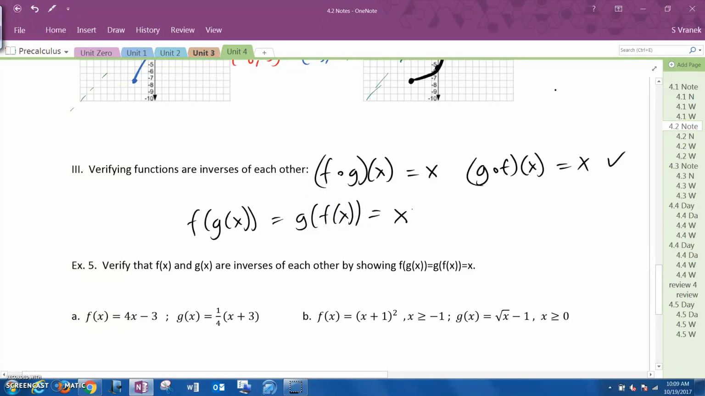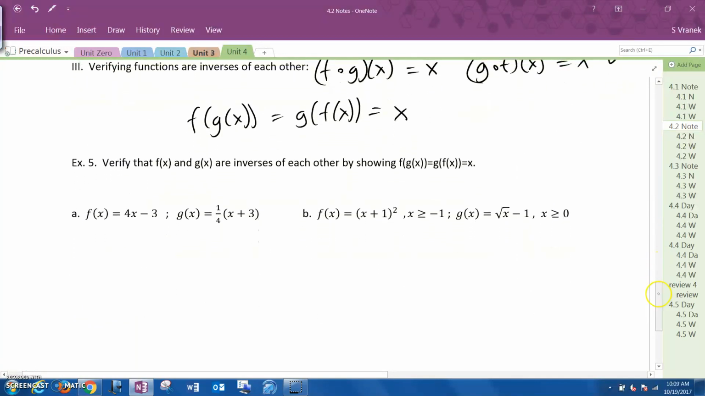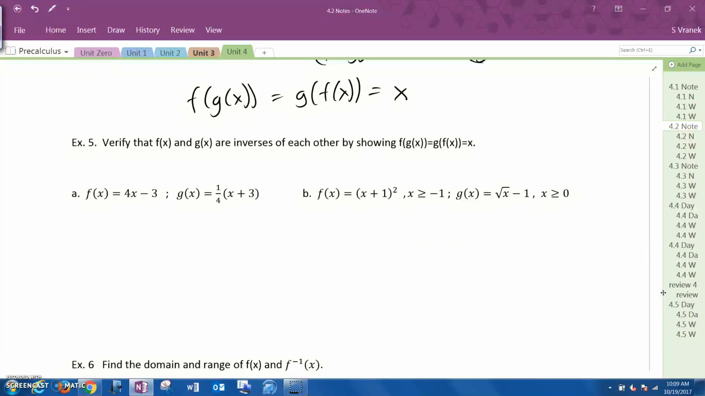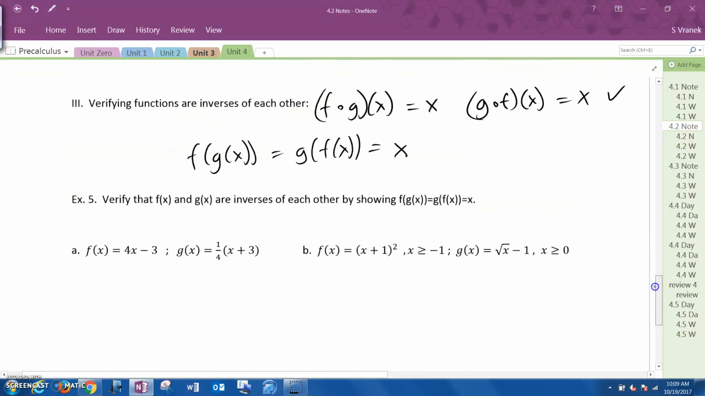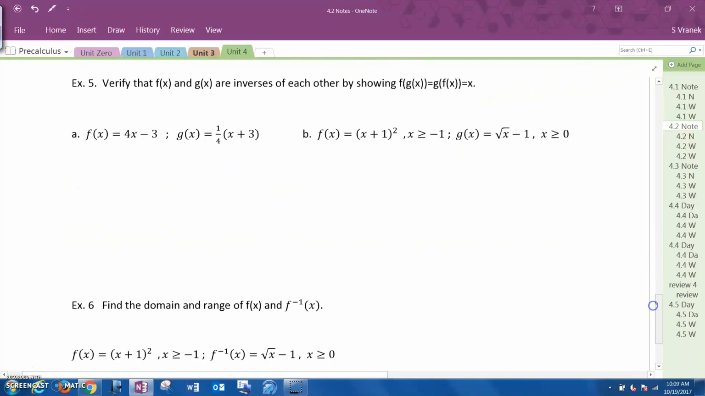So we're doing our two composites from yesterday, and we're going to see what happens there. So we basically know the answer has to be x. So pause the screen if you need to write that again. Otherwise, we're going to keep going. So the first thing I need to do is do one or the other. I'm going to do f of g of x, which means I have f, 4x minus 3, and where I have an x, I'm going to put g of x in. So I have 1/4 x plus 3.